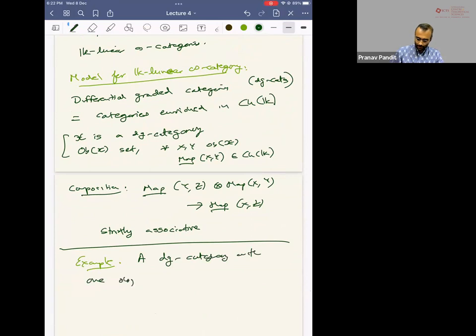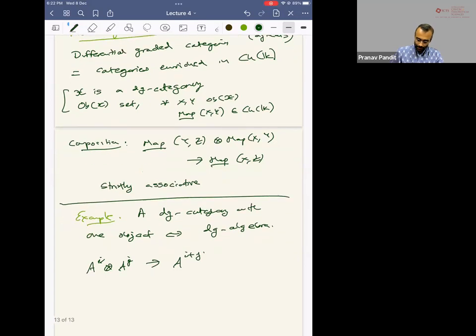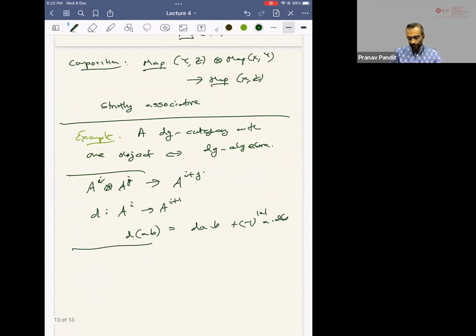One object is the same thing as a DG algebra. That's a definition, if you like. But it's the same thing as giving a chain complex with a multiplication. So that's the same as giving a chain complex with a map from A_i tensor A_j to A_{i+j}, multiplication maps, and a differential d from A_i to A_{i+1}, such that d(a times b) is da times b plus or minus (-1)^a times a times db. That's kind of the structure that you get if you write out this definition. Okay, so that's what a DG algebra is.